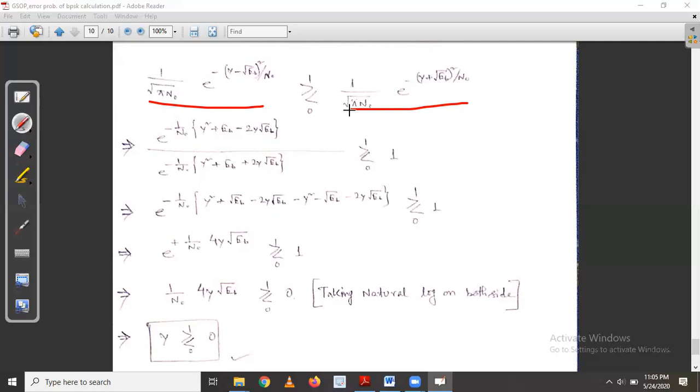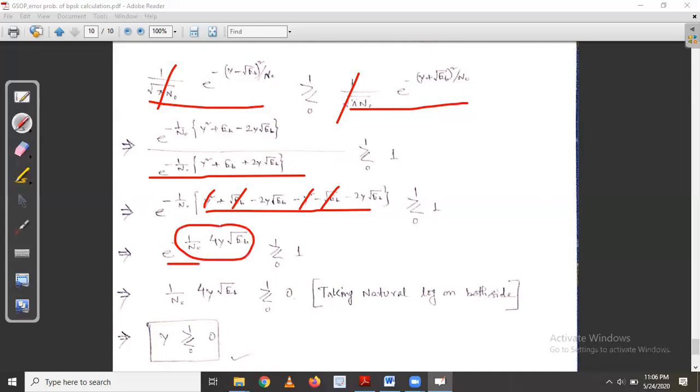Now, the simple mathematical things that we are going to do. Cancel out these two things. This divided by this, that I am writing here. e to the power minus 1 by N0, I have written, taking this whole thing common. So we have something like this, e to the power, cancelling out this term, this term and this term. So finally we have 4y root of Eb by N0, e to the power. One is there. One is coming from here.